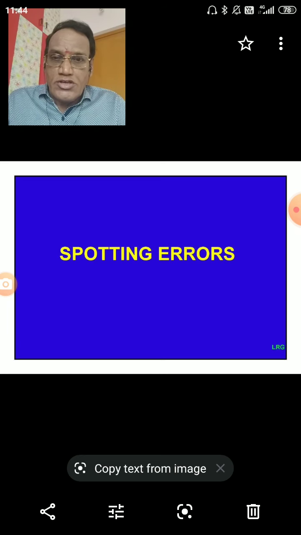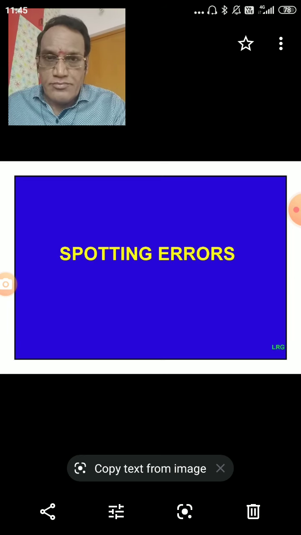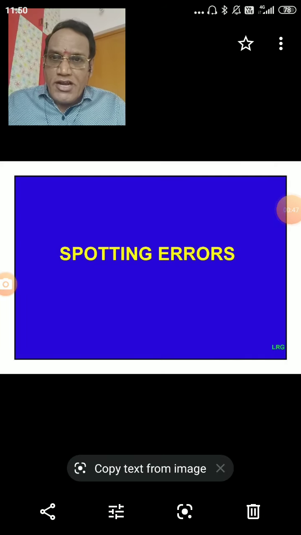The series has the common title Spotting Errors. You are going to identify an error, a structural or grammatical error, in the given sentence, which is divided into four segments or sections A, B, C, D. Of course, the letters are not explicitly written there, but you have to imagine that they are there. After identifying the error, you are also going to rectify it.